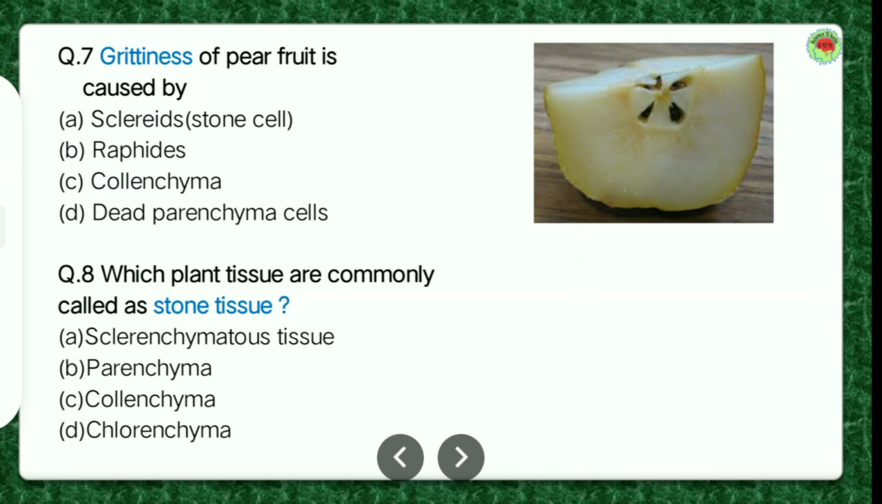Sclereid is a stone tissue that is also called sclerenchymatous tissue, which is present in the fruit, and it causes grittiness of the pear fruit. So the correct option is A, sclereid.